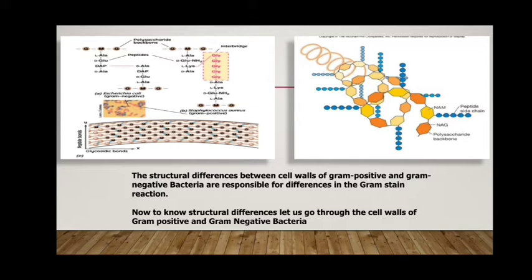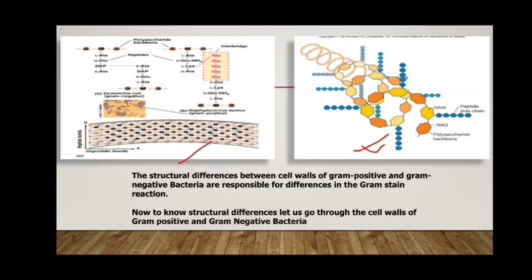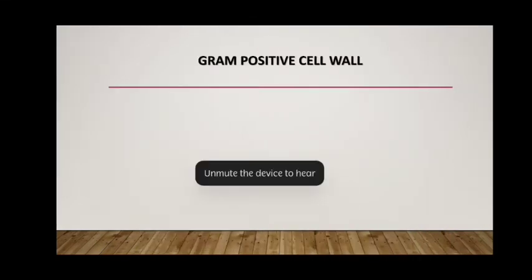Now here in this diagram we can see the gram-positive and gram-negative bacteria and the cell wall structure between them, and in the next structure we can see the helical structure of the peptidoglycan layer. So the structural difference between the cell walls of gram-positive and gram-negative bacteria is responsible for the difference in gram-stain reaction. Now to know the structural difference, let us go through the gram-positive and gram-negative bacteria individually.